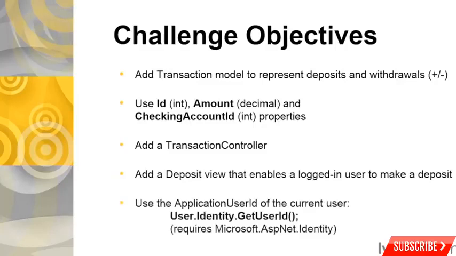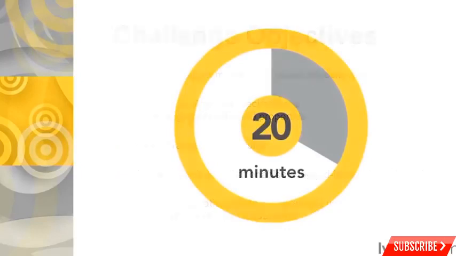And here's one small hint. To get the user ID of the current logged-in user, you can use the following code: User.Identity.GetUserId. If this isn't valid where you're attempting to use it, make sure you include a using directive for Microsoft.AspNet.Identity. You should expect to spend about 20 minutes on this challenge. When you're finished, take a look at my solution in the next video.